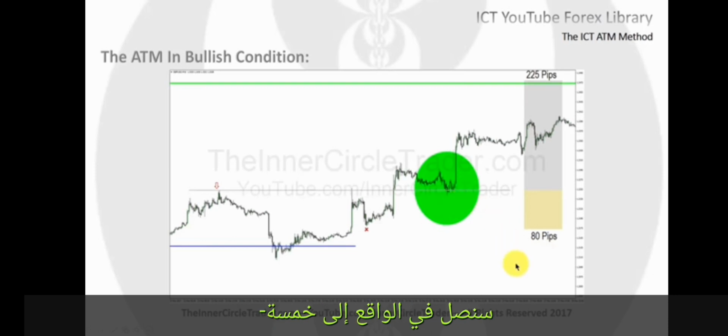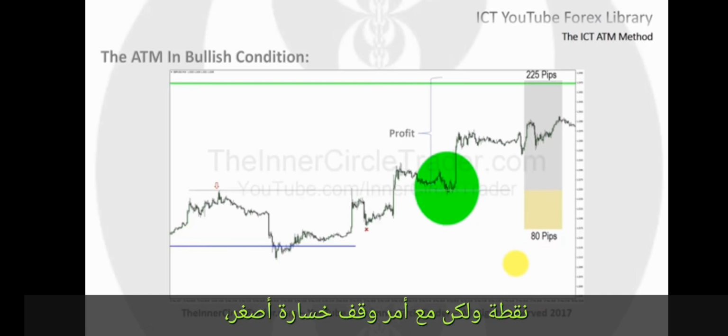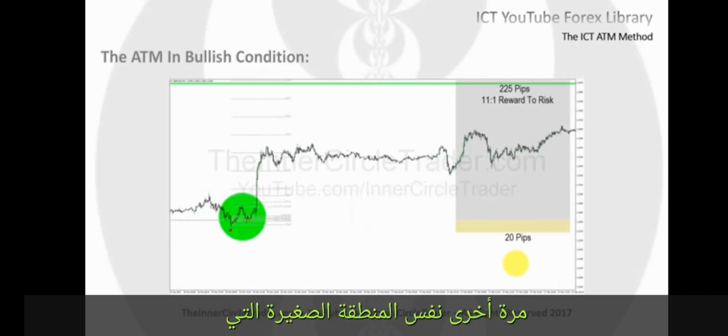But watch what we do when we zoom in a little bit more. We're going to actually go down to a 5-minute chart now and still see if we can get that 225 pips, but with a smaller stop loss. Okay, so now we have a 5-minute chart. Again, that same little area, that green circle.